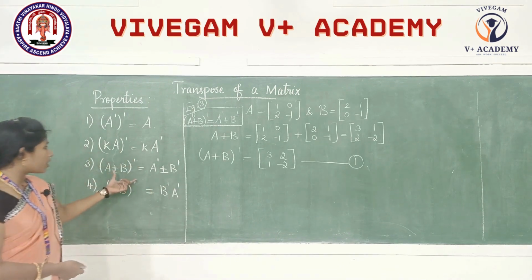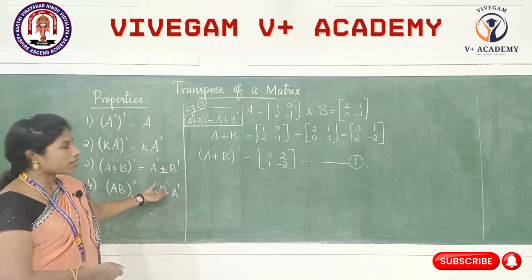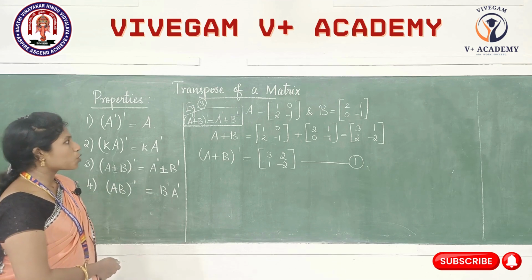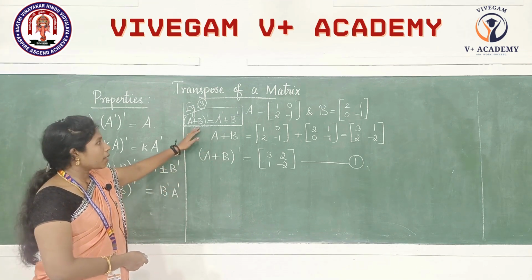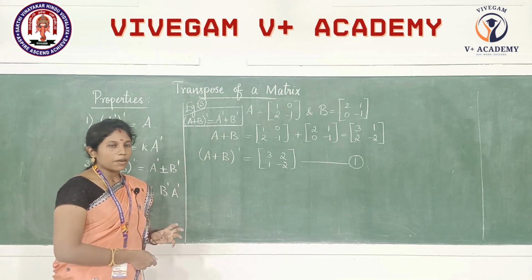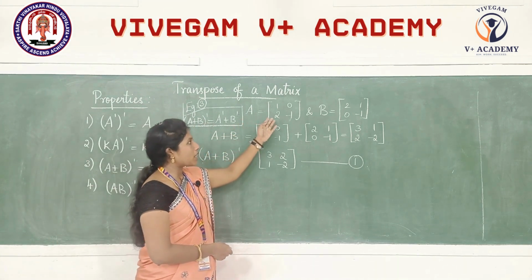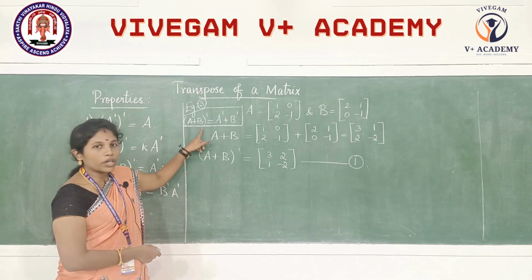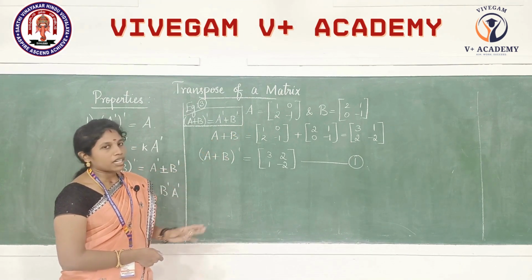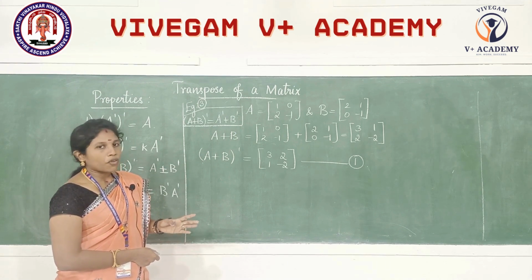Next we are going to prove the third property. For addition and subtraction, (A plus or minus B) the whole transpose is equal to A transpose plus or minus B transpose. Here I am going to prove it for addition. The same case we are going to have for subtraction also. So consider 2 matrices A and B. To do addition, what condition should be there? They should be of the same order. So I have taken A and B matrices as square matrices of order 2.